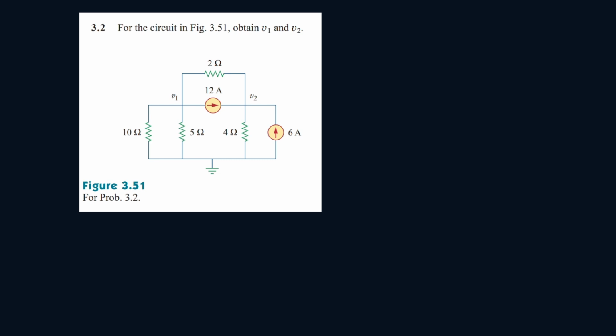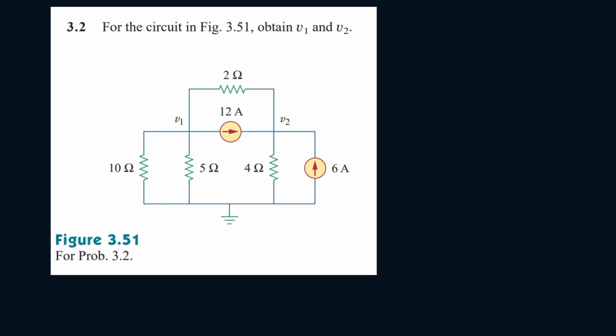So we have to find V1 and V2. Let's start by writing directions of current. Let's have I1 go in this direction. Let's have I2 go in this direction. Let's have I3 go in this direction, and let's have I4 go in this direction.